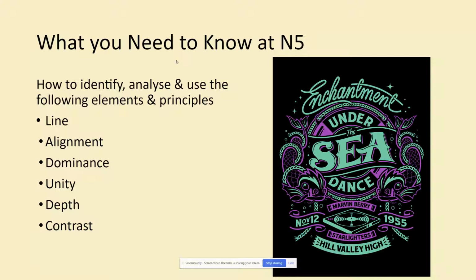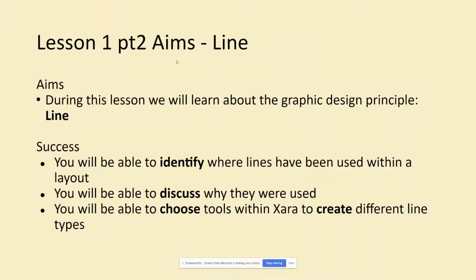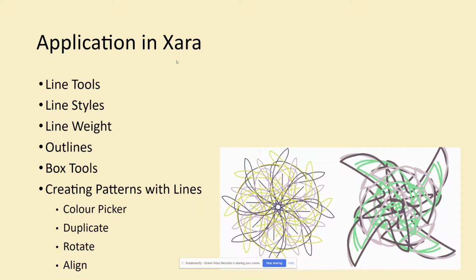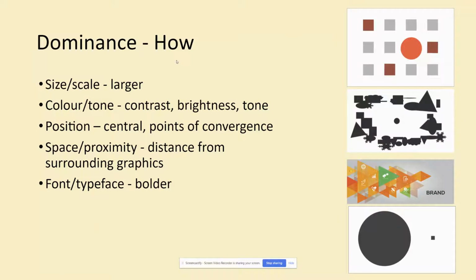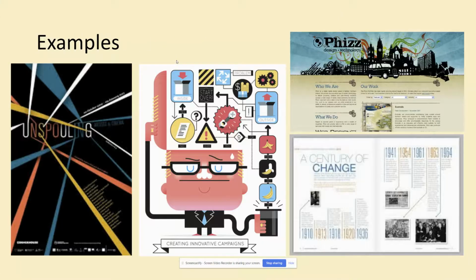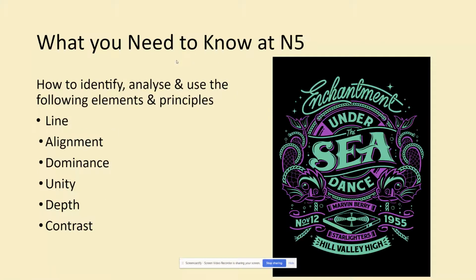So National 5 in Graphic Communication, you need to know about these six. Of those six, line is the only thing that we describe as an element. The rest are all principles. I'm not going to go into explaining them, because as we move through these lessons, we are going to look at these individually. The first lesson will be on line, and then we're going to look at alignment and so on, dominance. I don't want to get too bogged down in explaining what they all are and trying to get you to understand them all right now. We're going to deal with that a bit at a time, because it'd be a lot to take on.